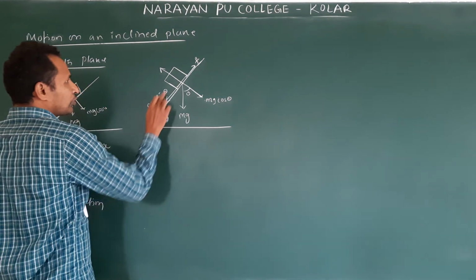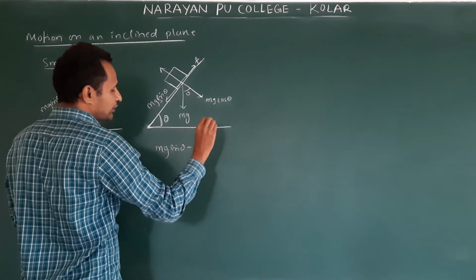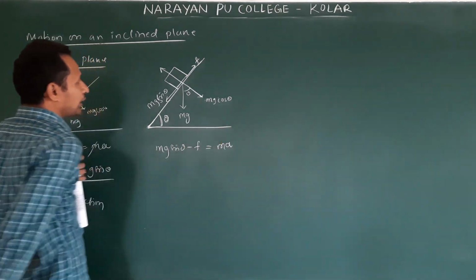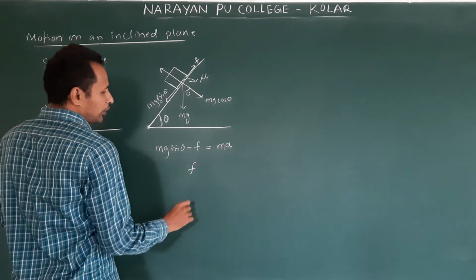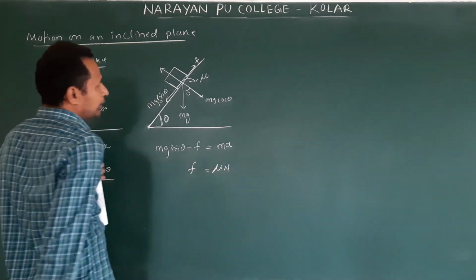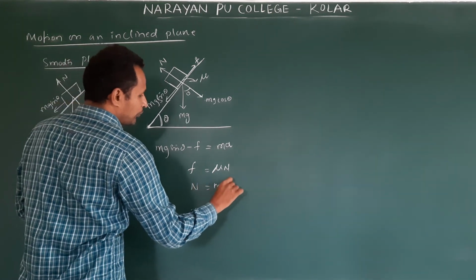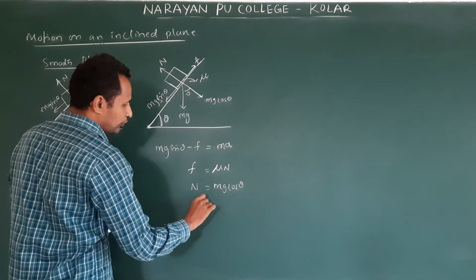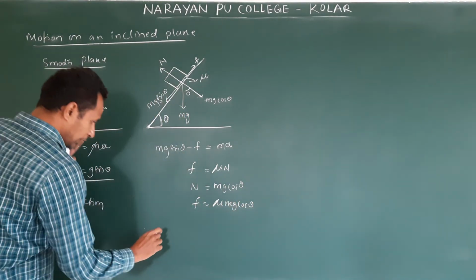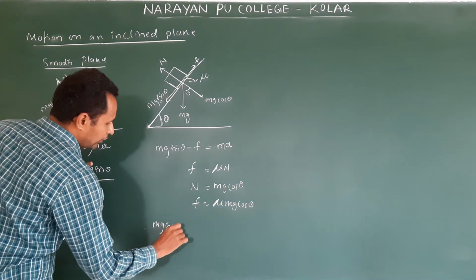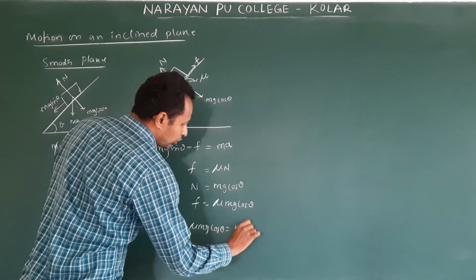Clear? Now along the plane, mg sin theta minus F is equal to ma. Here the coefficient of friction is mu. In the friction formula, F is equal to mu into N. But according to the figure, N is equal to what? N is equal to mg cos theta. Then friction is equal to mu into mg cos theta. This F value substituted here: mg sin theta minus mu mg cos theta is equal to ma.